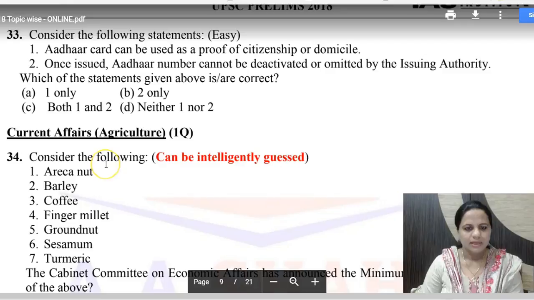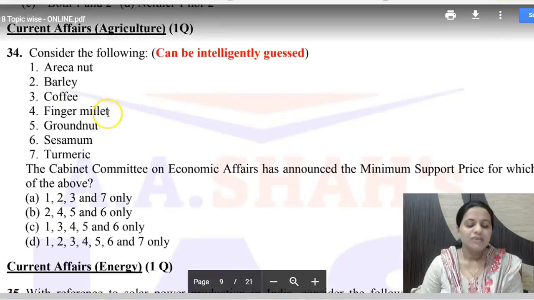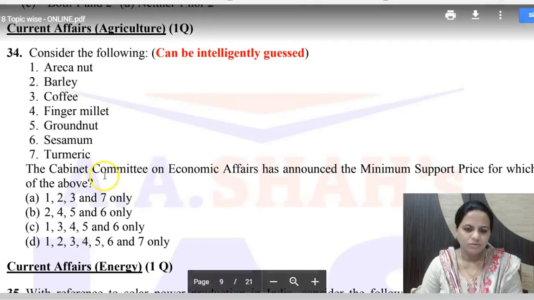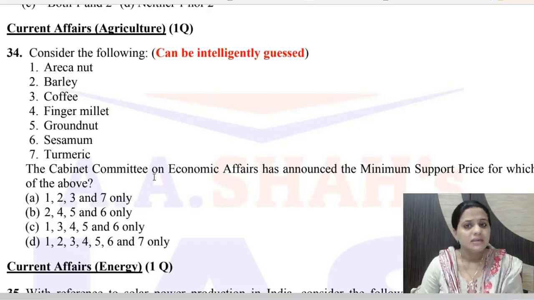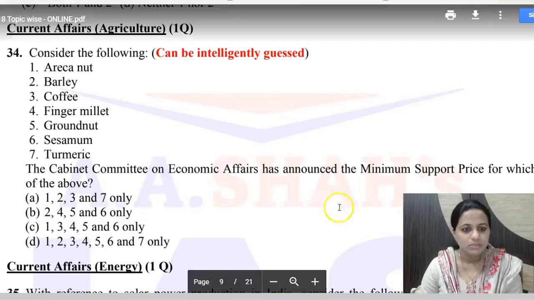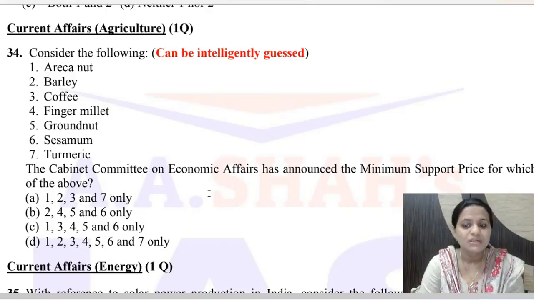The next is, consider the following: areca nut, barley, coffee, finger millet, groundnut, sesamum, and turmeric. Question is, the Cabinet Committee of Economic Affairs has announced the MSP, minimum support price, for which of the above? Now MSP has quite often been in news, minimum support price, farmers are agitating. The MS Swaminathan committee report has quite often been in news. So MSP has been in news. But this question seems to be specific, not a factual question, asking which of these commodities have MSP announced for them.